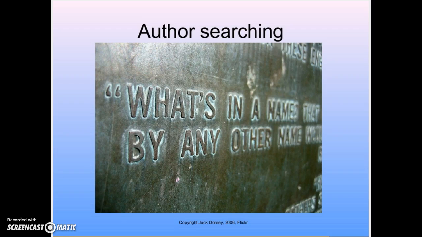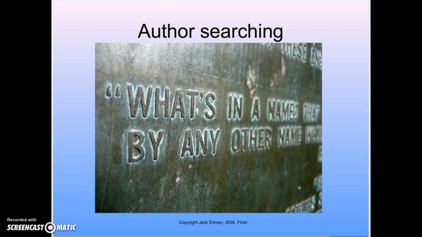Finally, the fifth strategy that you want to consider is author searching. That is when you find an author of an article that is relevant, see if you can find more articles by that author. Likewise, if you find that within the literature review, a certain author's name keeps coming up, do a search for that author.